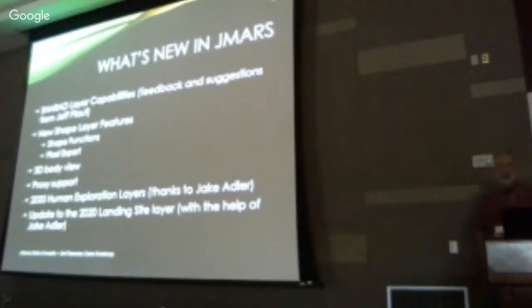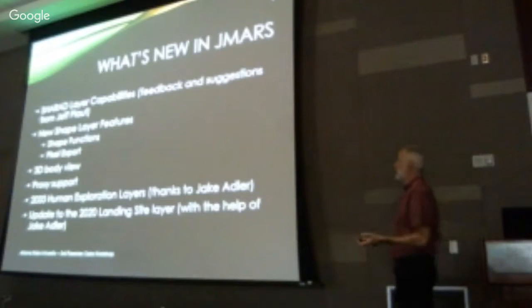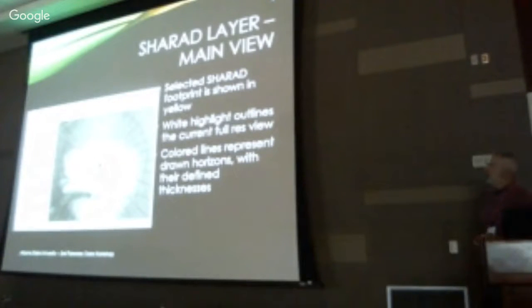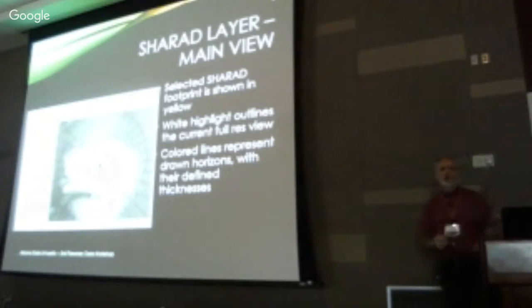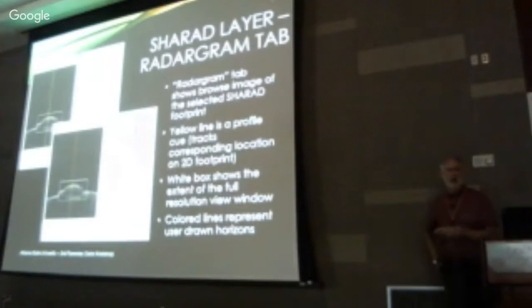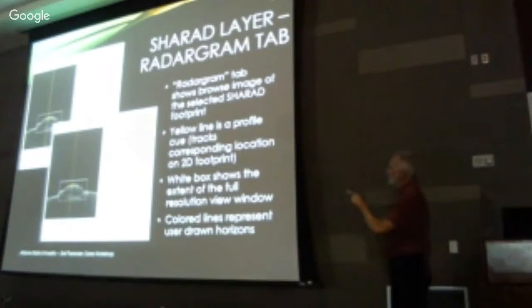So, new functionality. This is just a quick summary slide of the new things we've been putting in the tool recently. I'm just going to jump right in. So, SHARAD. We have SHARAD data in JMARS. You can use it like almost any other stamp layer. You can bring it up, search on the main map for the SHARAD footprints you're interested in, and then when you go to the main control panel, this is kind of your control center for SHARAD.